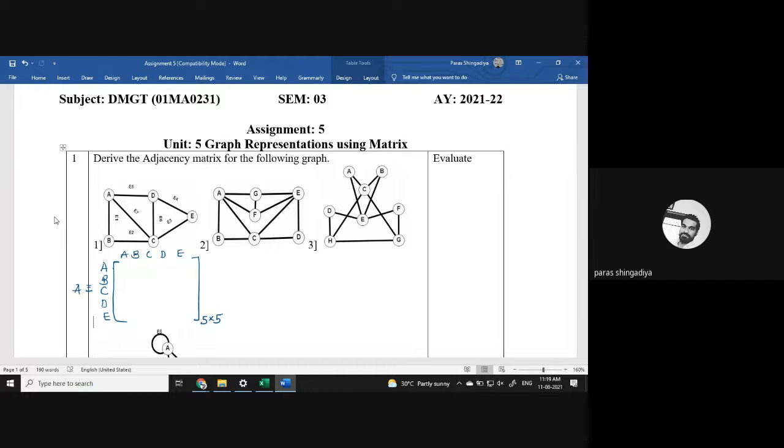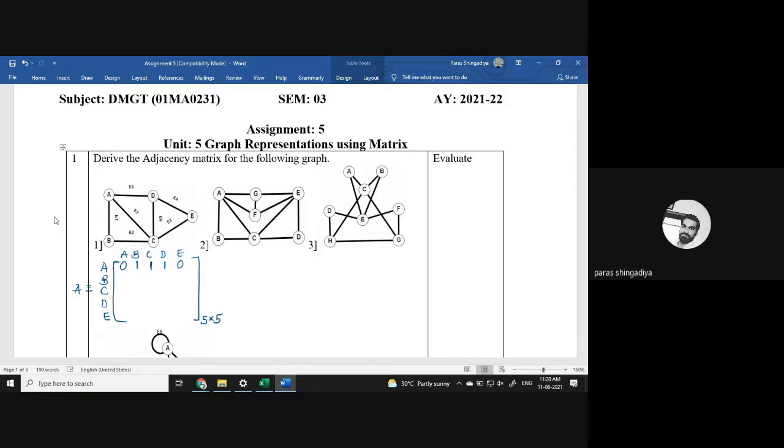Yes, that is the correct row. The first row: the first entry will be 0 because A to A is not connected. If there was a loop at A, then this entry would be 1. But here there is no loop, so it is a simple vertex, so it is 0. A to B is connected, so put a 1. A to C is also connected, so put a 1. A and D is also connected, meaning they are in adjacent relation, connected by a direct edge. But A and E is not connected by a direct edge, so it will be 0. So that will be your first row.